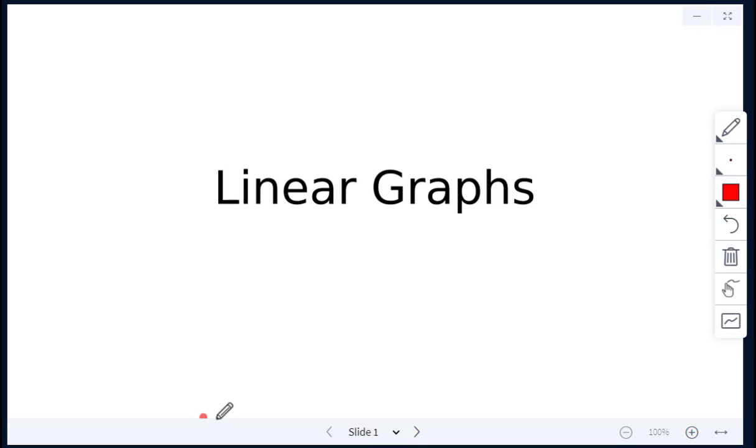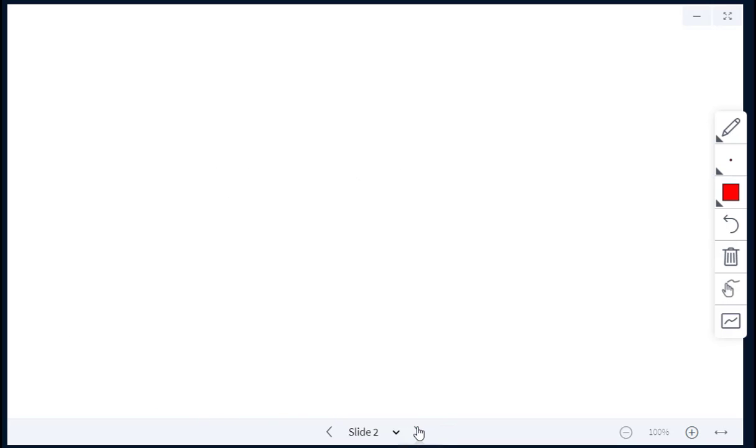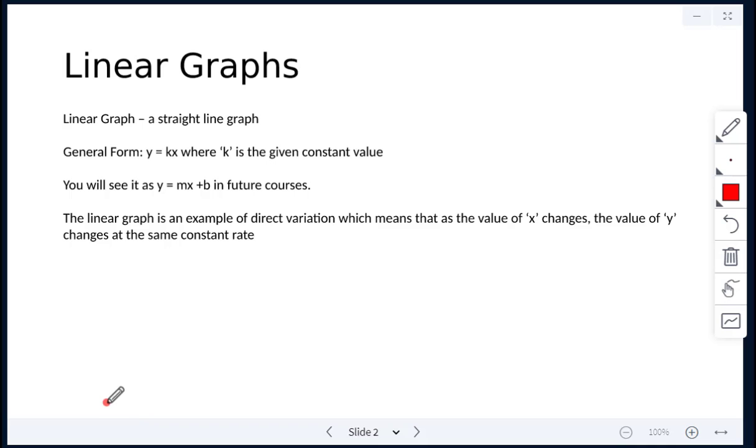Okay, so for Math 9s today, we are looking at linear graphs. A linear graph is a straight line graph. It can be a horizontal straight line, a vertical straight line, or a diagonal straight line. The general form is y equals kx, where k is the given constant value.